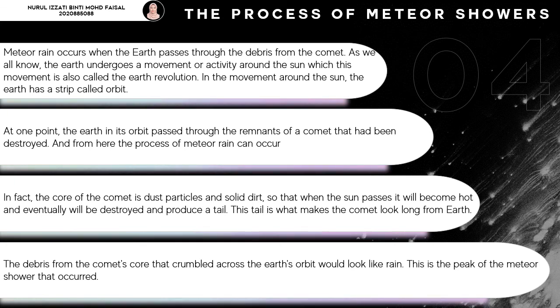In fact, the core of the comet is dust particles and solid dirt, so that when it passes the Sun it will become hot and eventually be destroyed and produce a tail. This tail is what makes the comet look long from Earth. The debris from the comet's core that crumbles across the Earth's orbit would look like rain. This is the peak of the meteor shower that occurs.